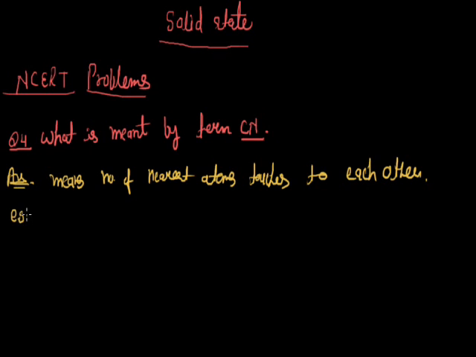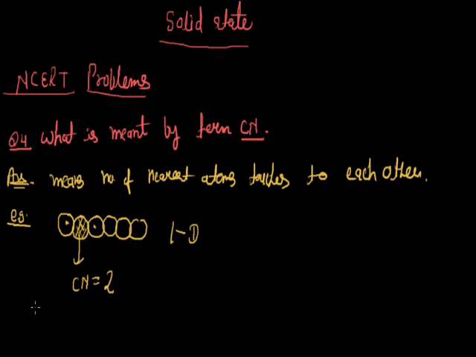For example, let us take a simple example where we have spheres. When we arrange the spheres in 1D, this is the simple arrangement of the spheres in the solid state. In this arrangement, any middle sphere touches two spheres. So we say that this middle sphere has coordination number 2. Coordination number is always decided with respect to the middle sphere.